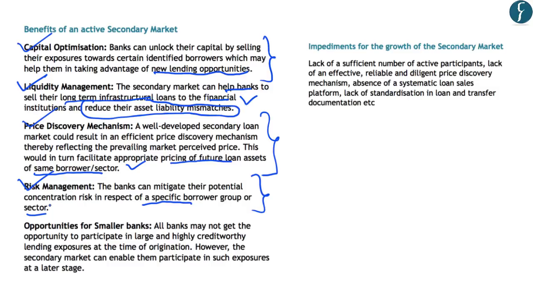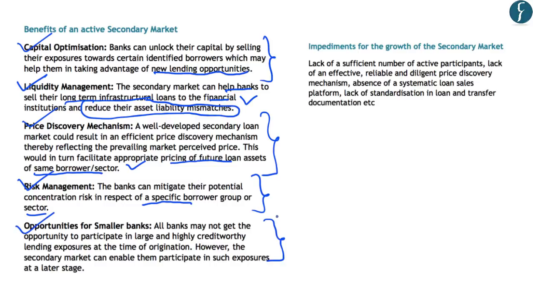So if the value of the loan which is being sold by the bank is low, it will realize that that sector or that specific borrower is not performing well. And with this information, they will now decide and reduce the risk for the lending to that specific borrower or the sector. And finally, it provides opportunities to the smaller banks.